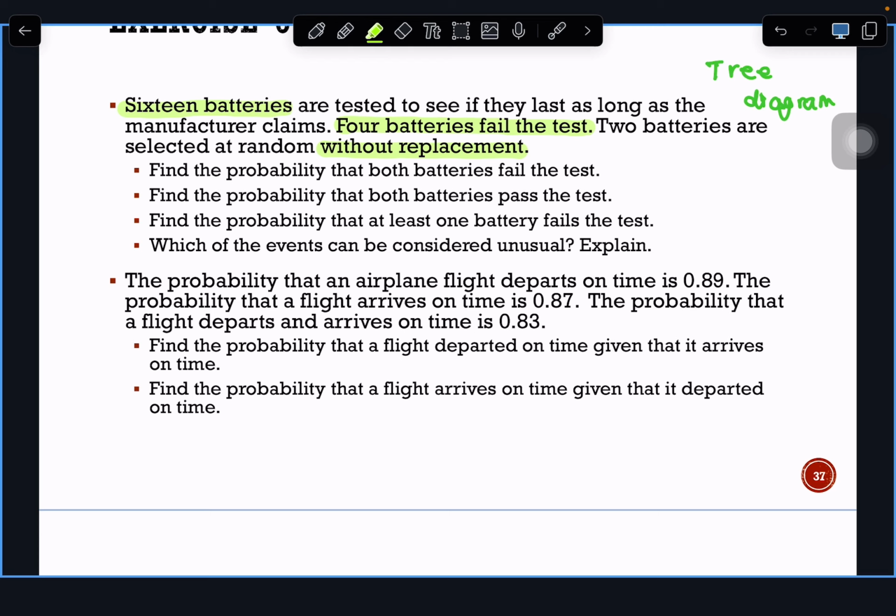Why? We have departs on time. How many events do we have here? We have depart on time, one event. The second one is arrive on time. And the third one is depart and arrive on time. That one is the intersection. You see that? Depart and arrive on time. So basically that one is the intersection. If you have a Venn diagram, you have two circles and the intersection should be 0.82.